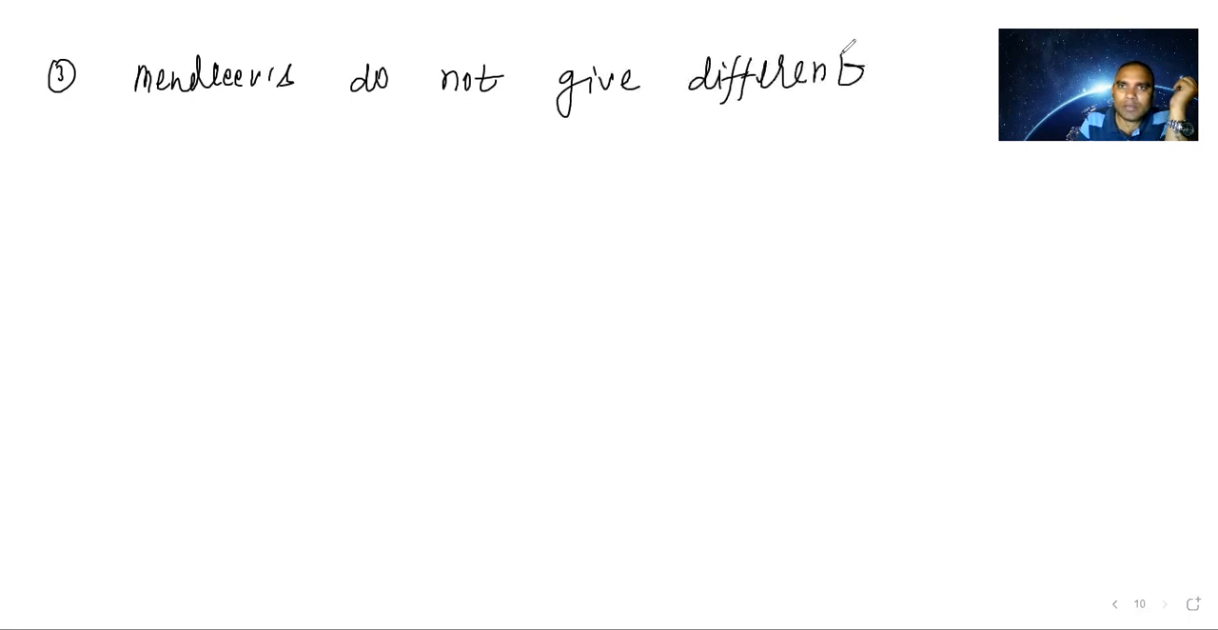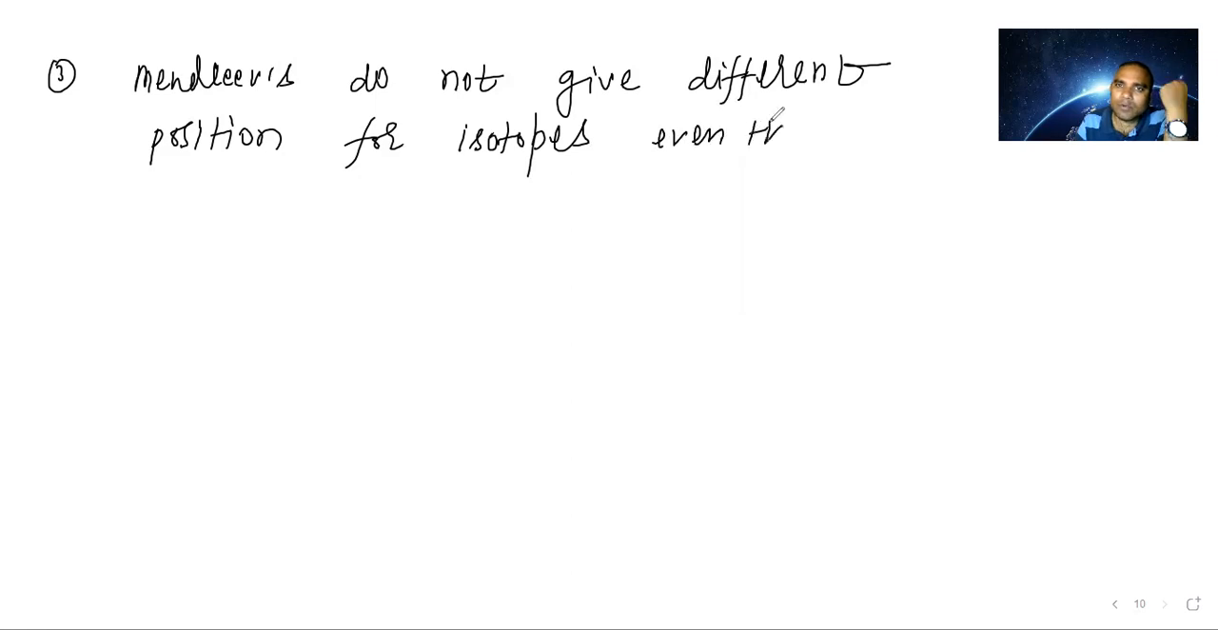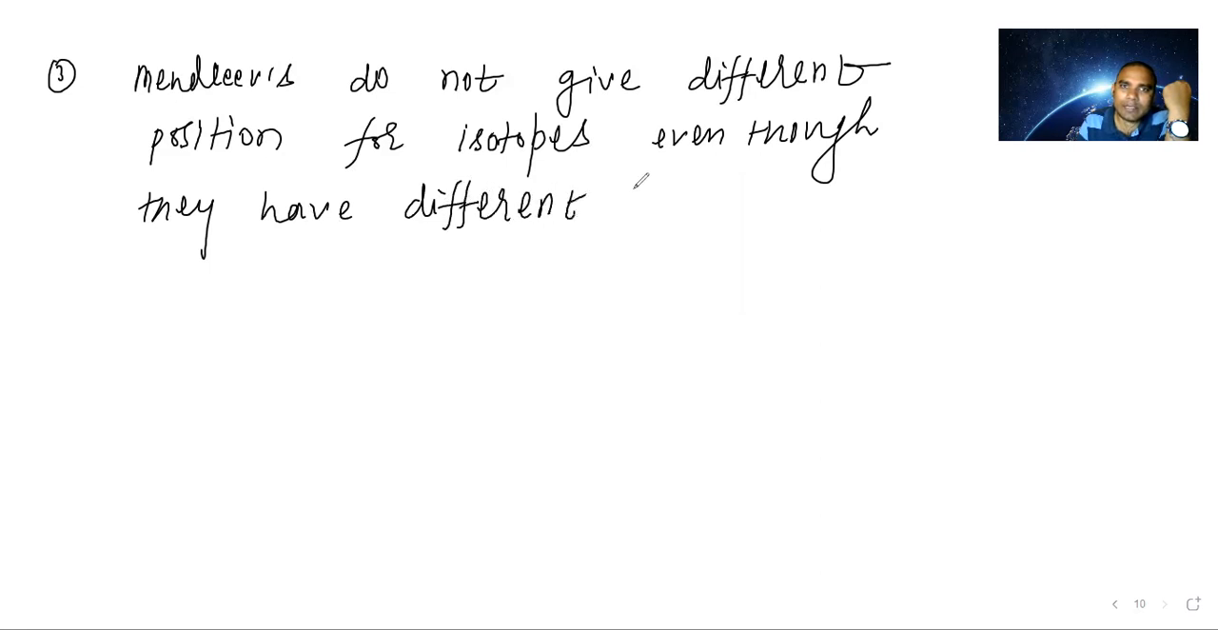Mendeleev did not give different positions for isotopes. They are saying he didn't give different positions for isotopes, even though they have different masses.